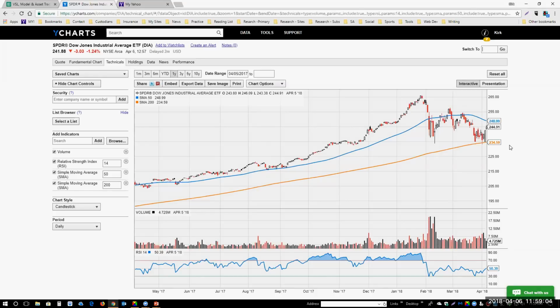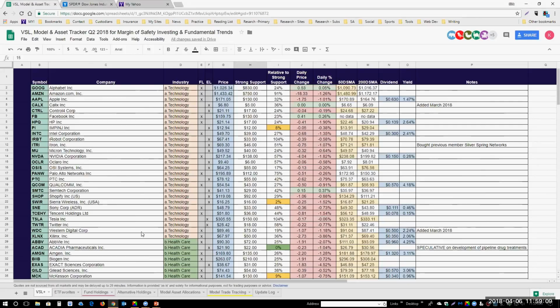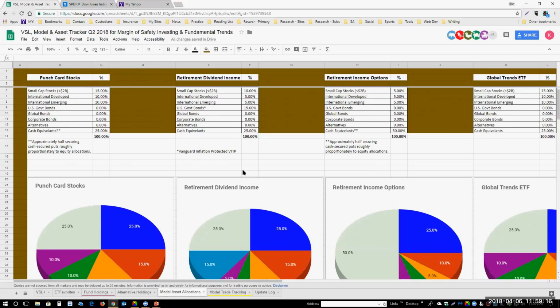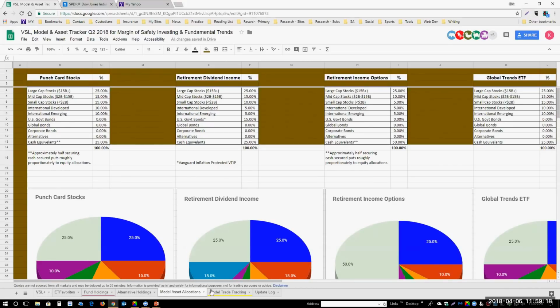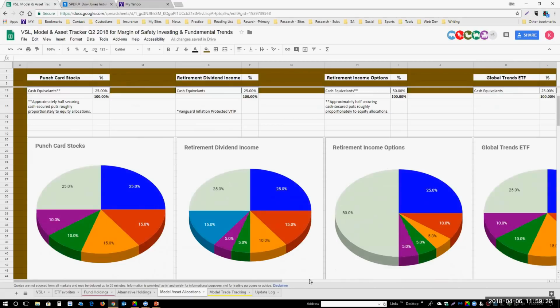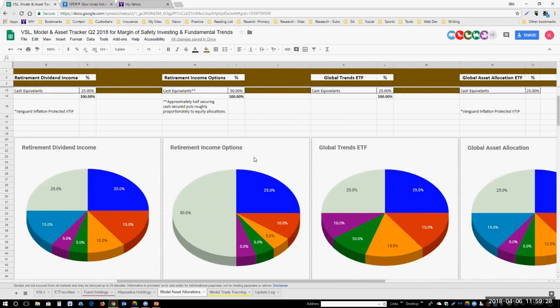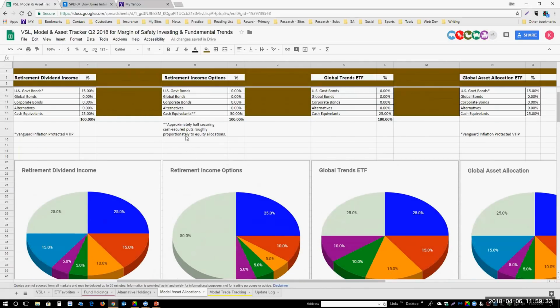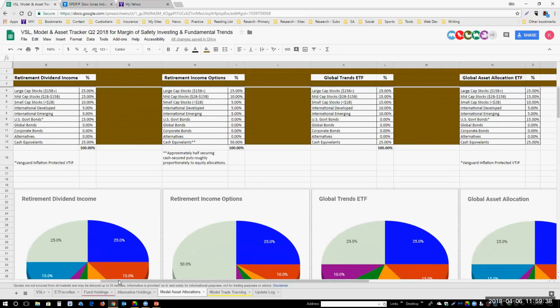You know, I will, for a brief moment in time, pull up the VSL. I don't want to show everybody our stocks, right? Lots of stocks. Right now, 25% in cash in all the models, except for the retirement income options, which is half in cash. But again, half of that is securing puts. So, you know, use this as a broad guide.